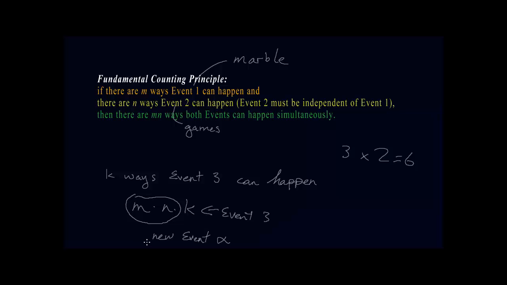And this is really cool. We can do multiple events with the fundamental counting principle because it acts recursively. So the first two events now act as one event, and we multiply that with the third event. So let's say there were x ways that event 4 can happen. Then how many ways can all 4 events happen simultaneously? m times n times k times x. Very interesting. And this is the fundamental counting principle. Thank you for watching.